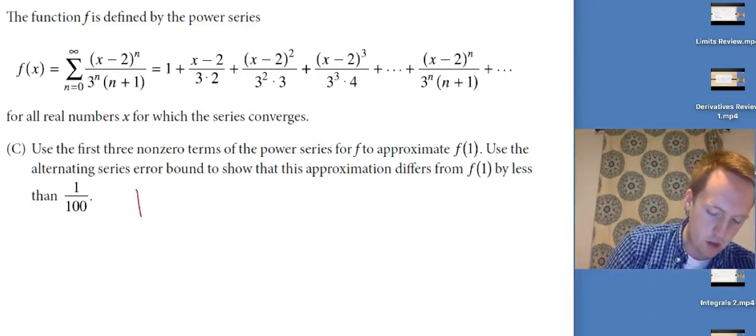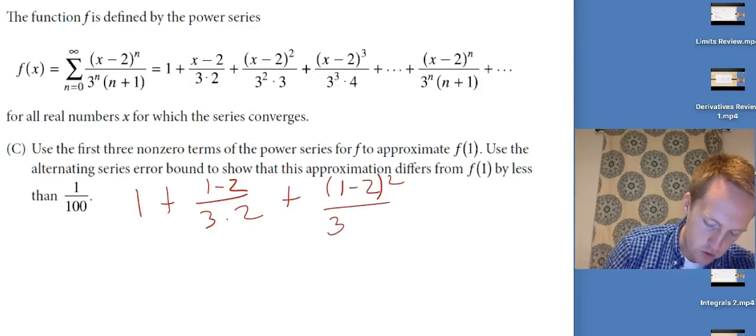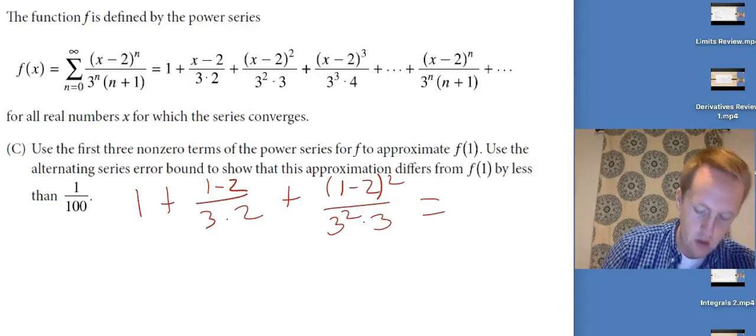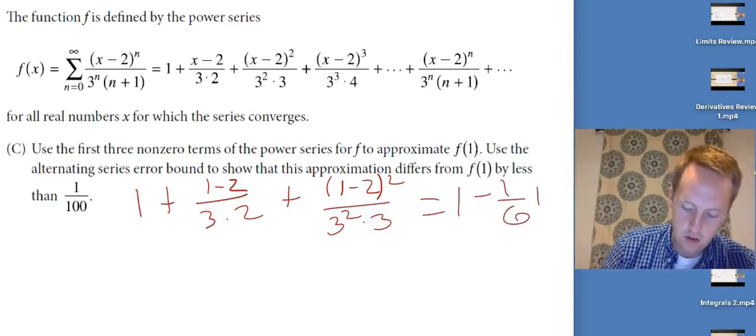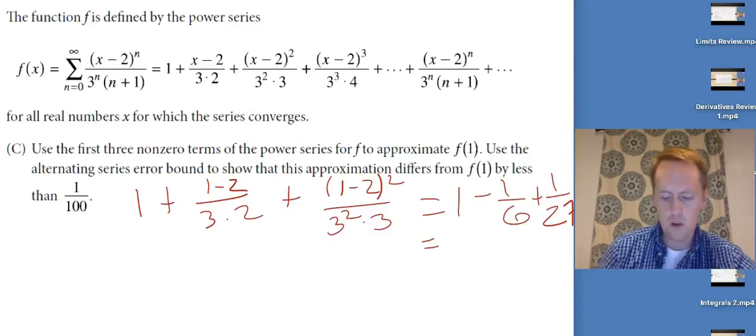Use the first three non-zero terms, so we're going to take the first three non-zero terms and plug in 1. So I get 1 plus (1 minus 2) over 3 times 2 plus (1 minus 2) squared over 3 squared times 3. So that's 1 minus 2 is -1 over 6. And then I've got 1 over 27. Find a common denominator. 54 minus 9 is 45. Plus 2 is 47 over 27.